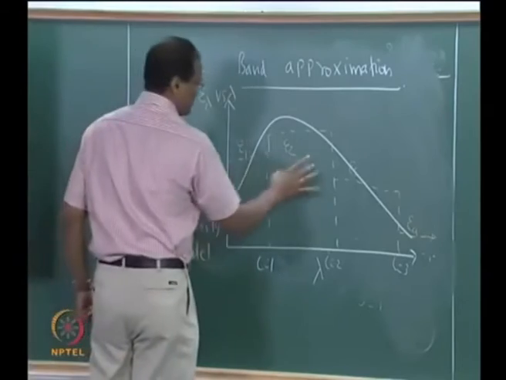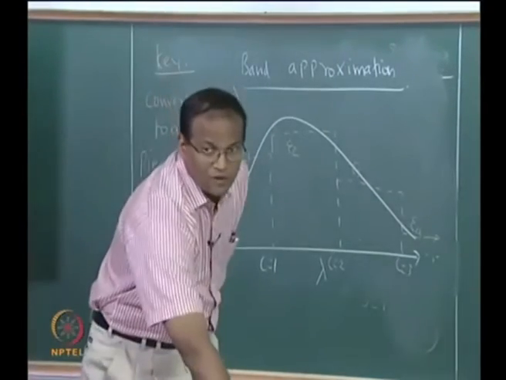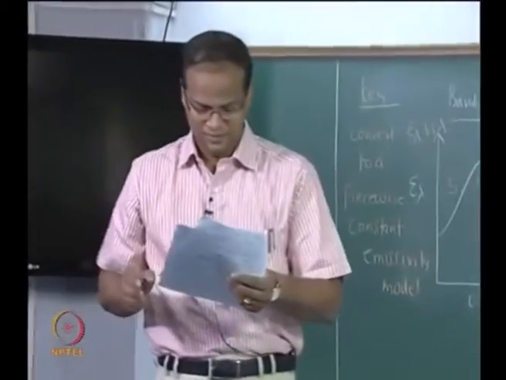So piecewise: first piece, second piece. So it is a piecewise constant emissivity model. Of course, you can have a piecewise linearly varying emissivity model, that will be a little more complicated.